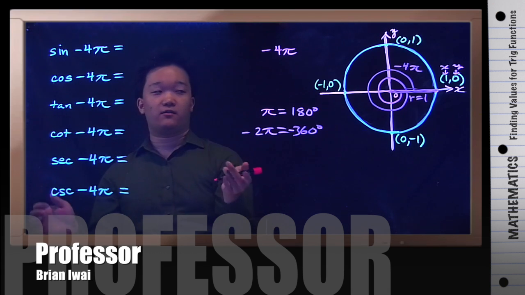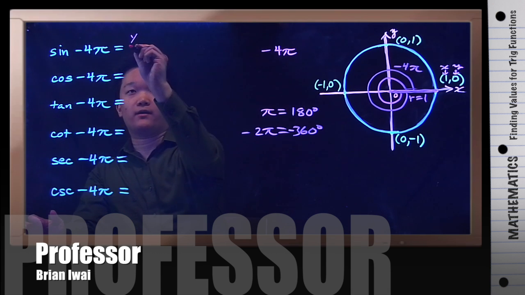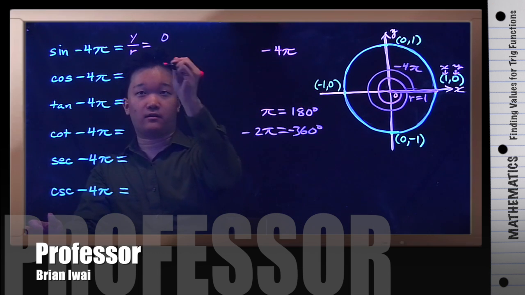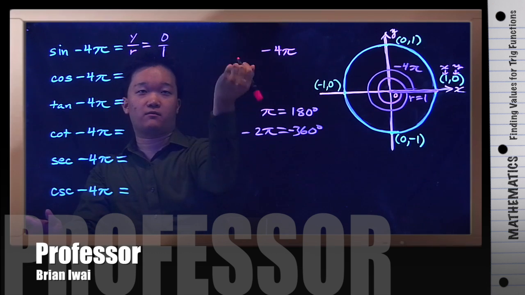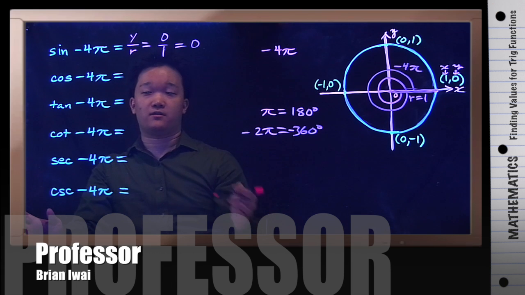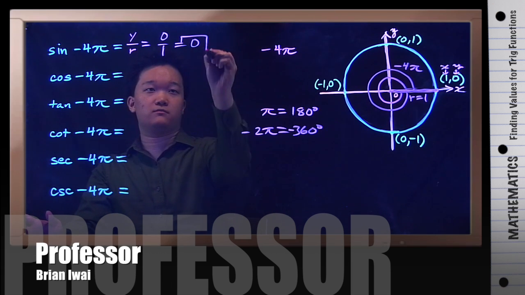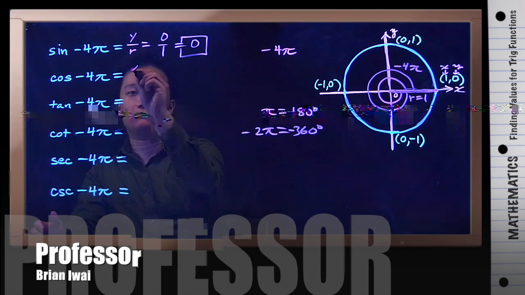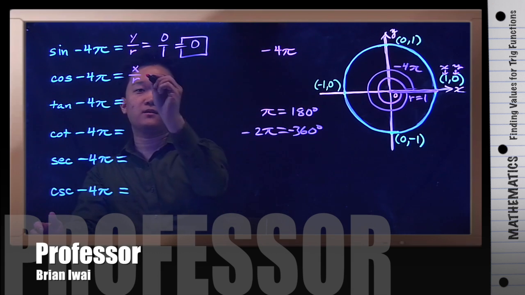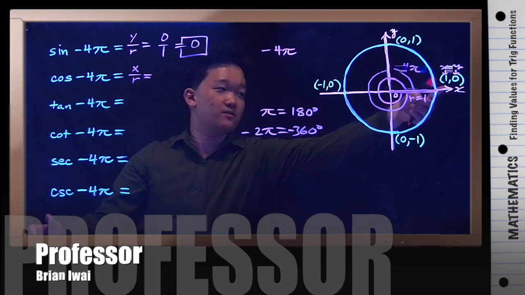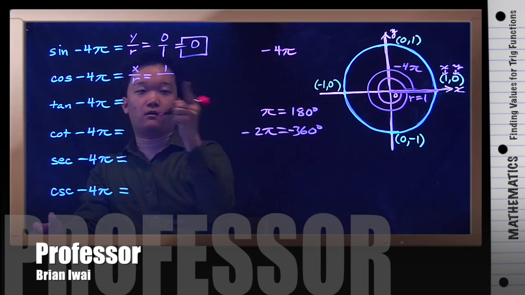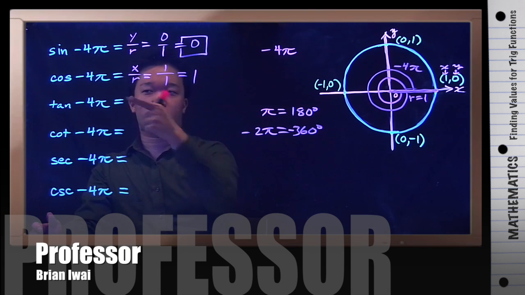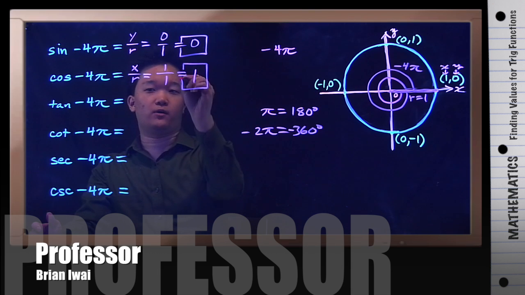So first, with sine, I need to remember sine is equal to y over r. And y is equal to 0, and r is equal to 1. 0 over 1 is just 0. So sine of negative 4 pi is equal to 0. Moving on, cosine of negative 4 pi is going to be equal to x over r. Looking back at this graph, x is equal to 1, so I'm going to write 1 over r, which again is 1. And 1 over 1 is just 1. So cosine of negative 4 pi is equal to 1.